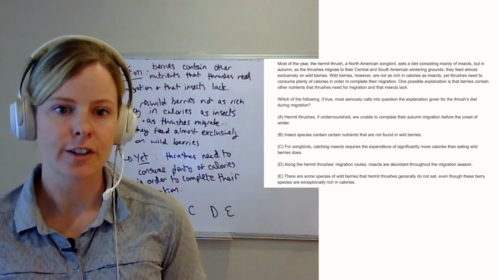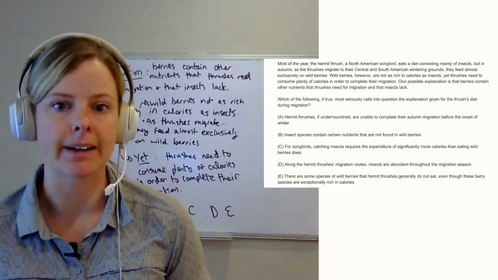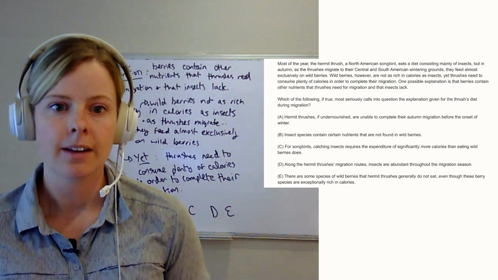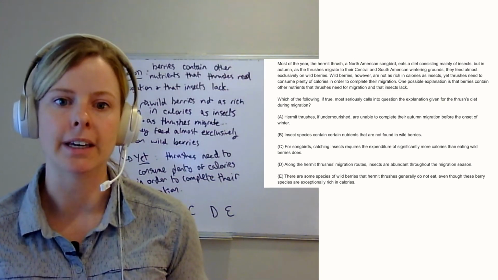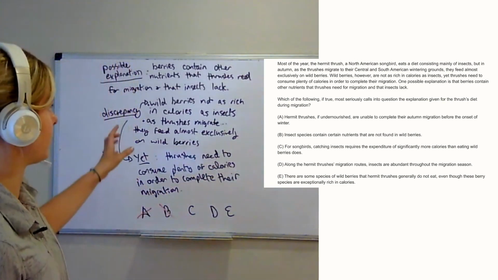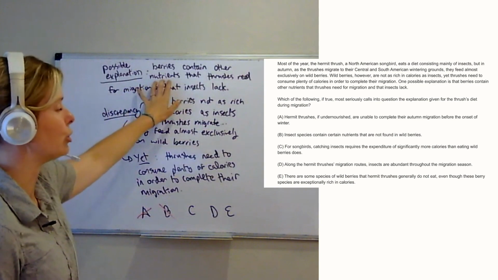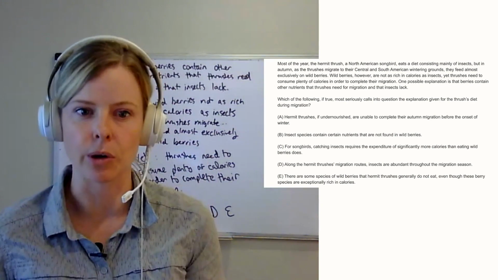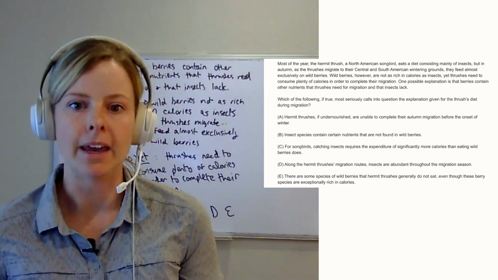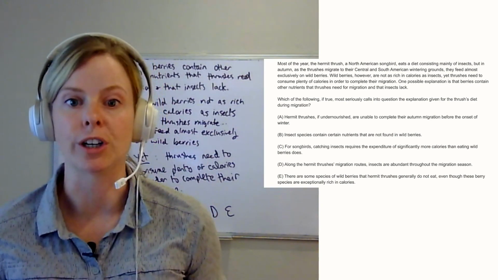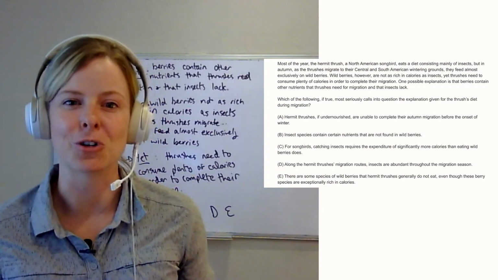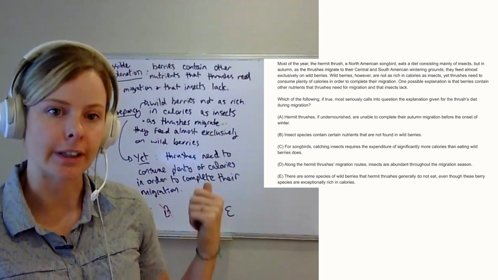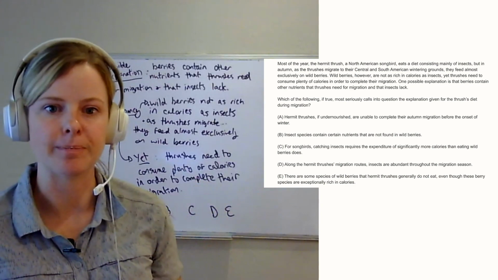C. For songbirds, catching insects requires the expenditure of significantly more calories than eating wild berries does. This is where pre-thinking will get you, because if you're looking at this possible explanation, right, that is talking all about nutrients, then maybe you're looking for something nutrient related as you go through your answer choices. And this talks about calories and not about nutrients, whereas something like B talks about nutrients. But let's take a look at C and see what it does in relation to our possible explanation.